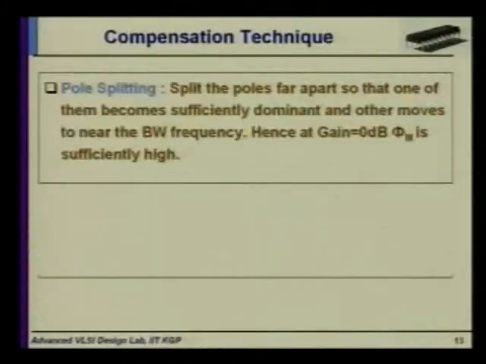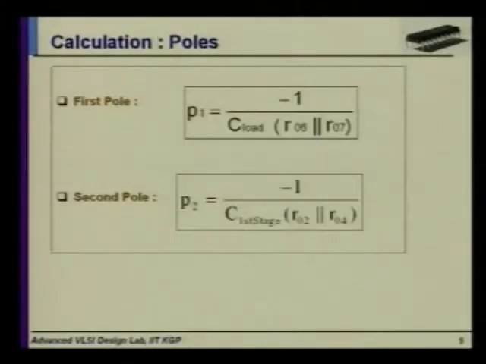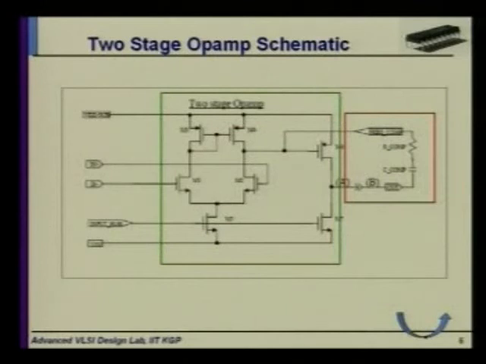By the compensation, in this red area we have introduced a new resistance, the compensation resistance called nulling resistance, and a compensation capacitor. Both of these together are called frequency compensation.